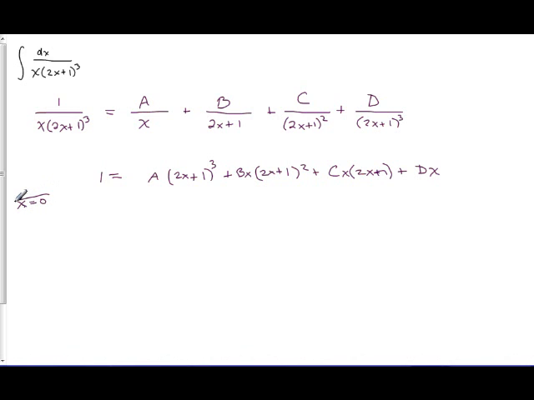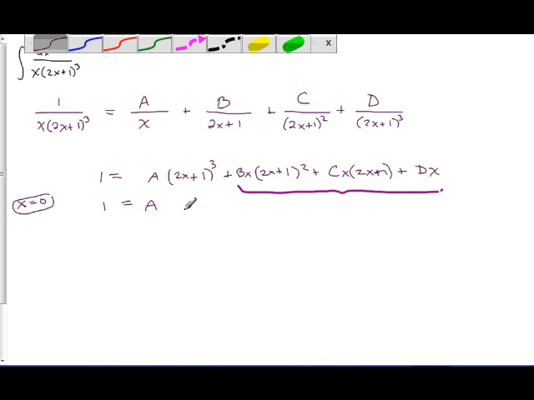I'm going to try x equals 0 here. On the left-hand side, of course, that's always going to be 1. On the right-hand side, we're going to get 2 times 0 plus 1 cubed, that's 1, so I'm going to get a. And everything else zeroes out. If you notice here, all of these are multiplied by x, so that's all zeroed out. So we can just ignore that, and we get a equals 1.